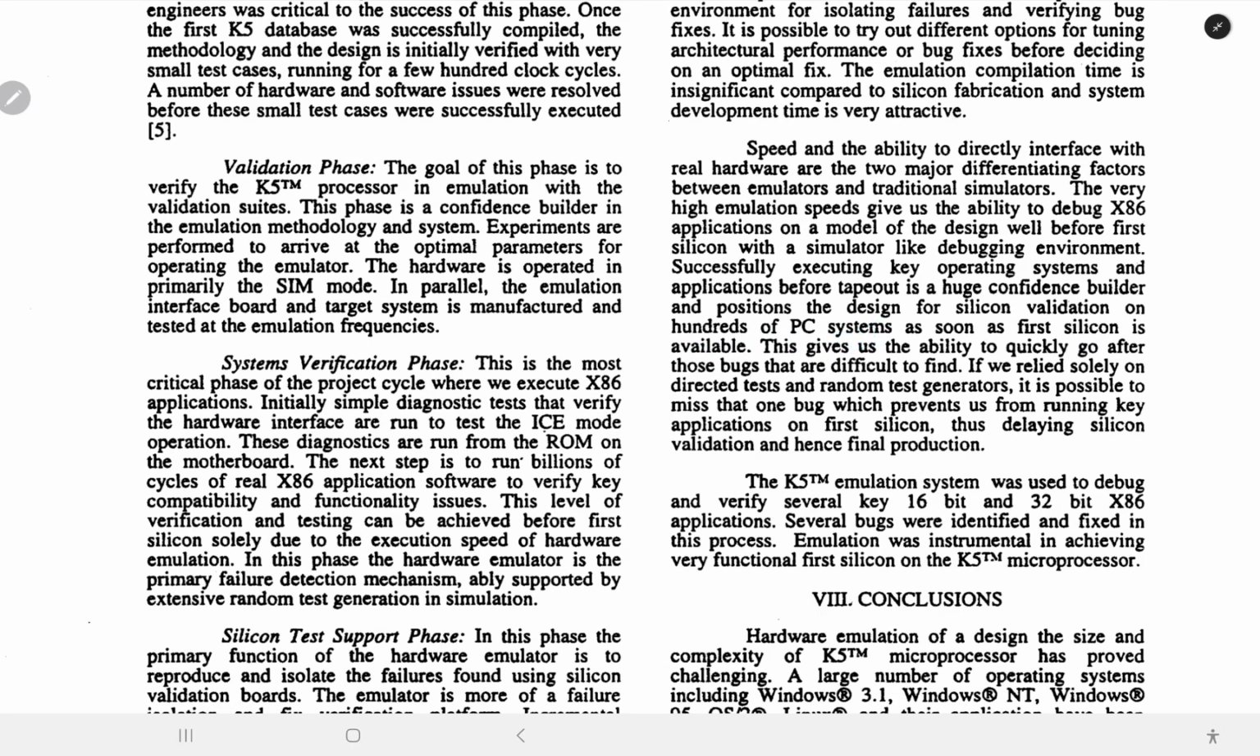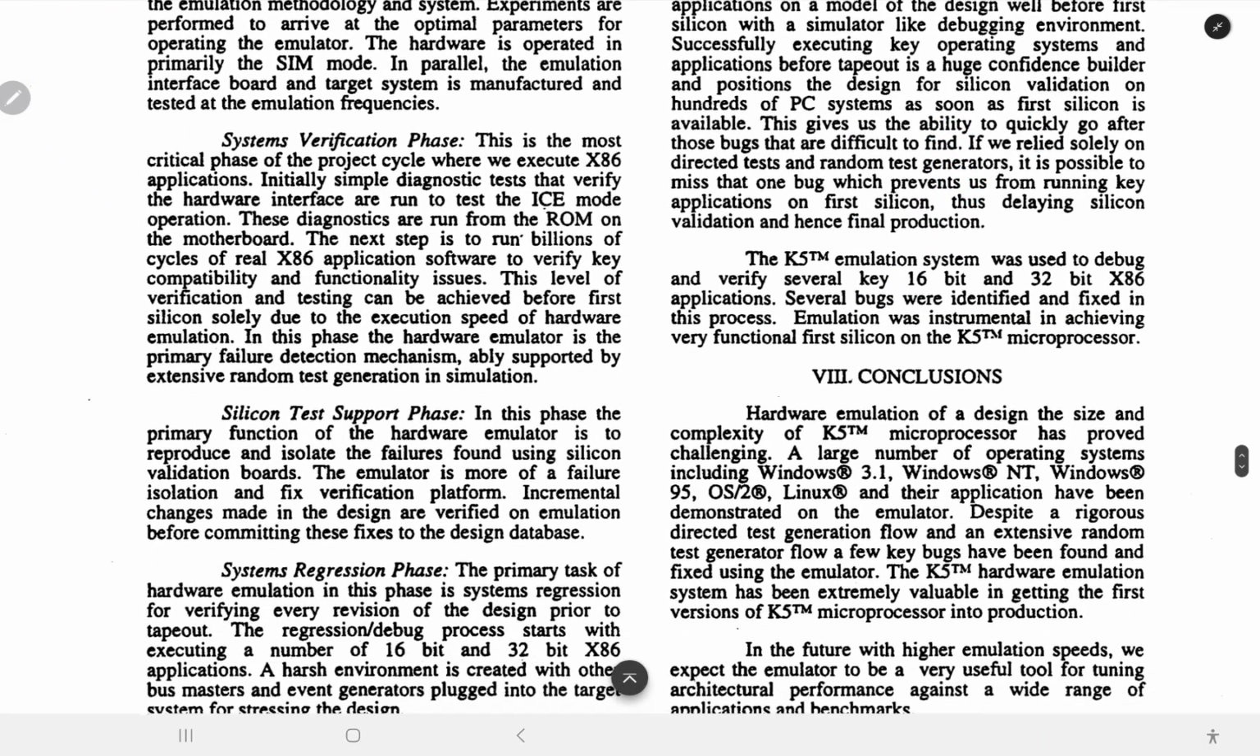This gives us the ability to quickly go after those bugs that are difficult to find. If we relied solely on the directed test and random test generators, it is possible to miss that one bug which prevents us from running key applications on the first silicon, thus delaying the silicon validation and hence final production.